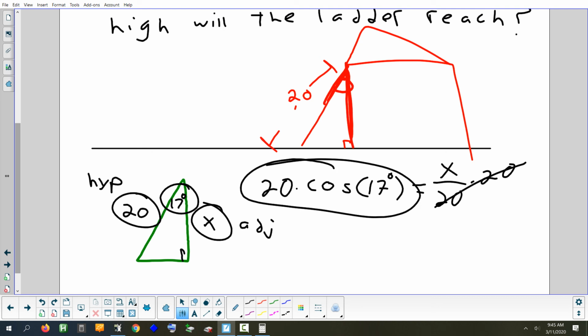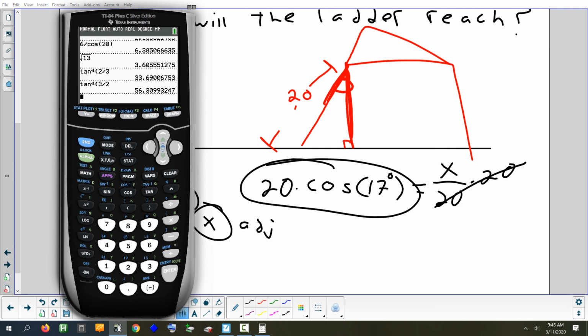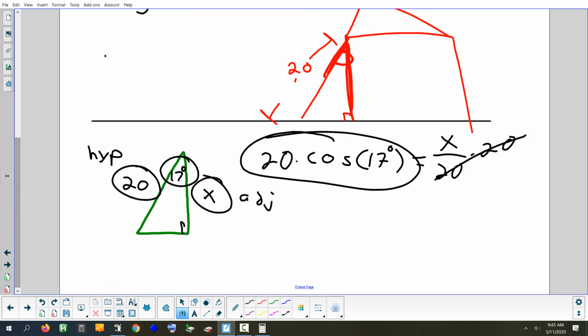So the ladder's 20 feet. You're going to put it at a little bit of an angle, so maybe it'll reach like 19 something feet, because the more of an angle you put on it, the lower it's going to reach. And beyond a certain point, the ladder would just fall. 20 cosine 17 gives you 19.13 feet.